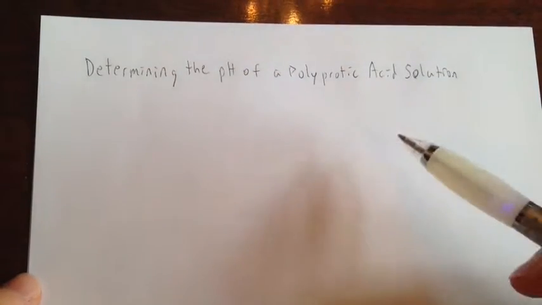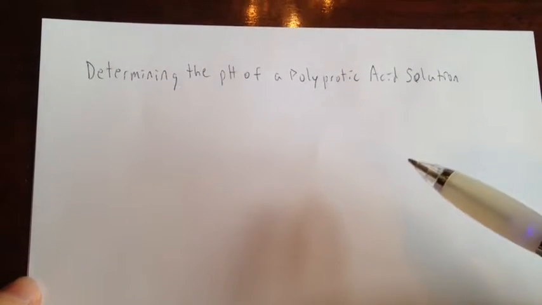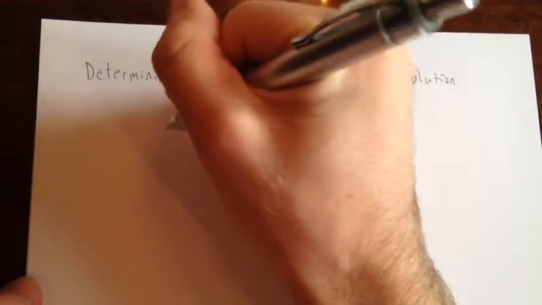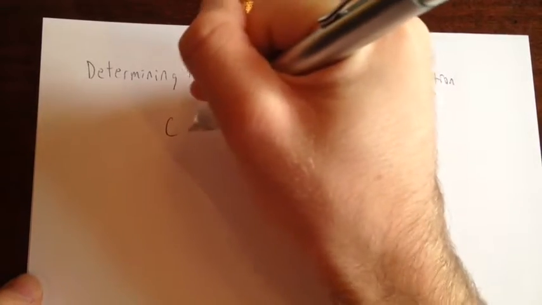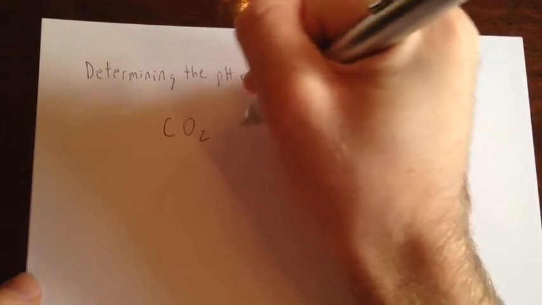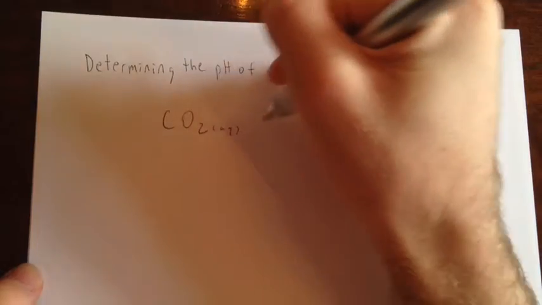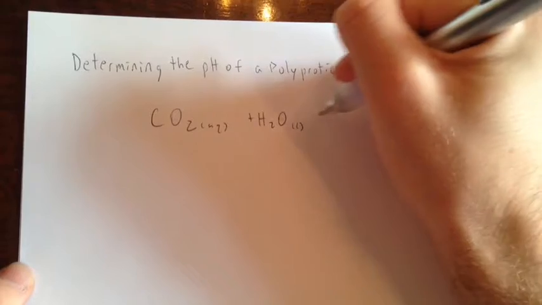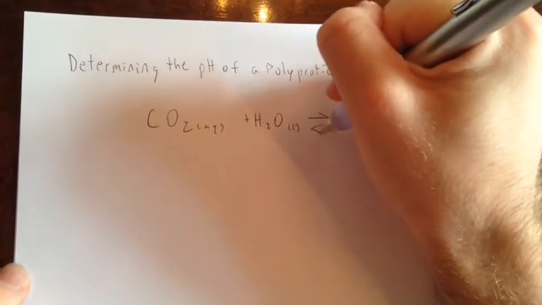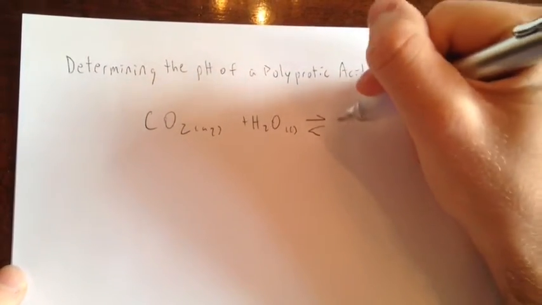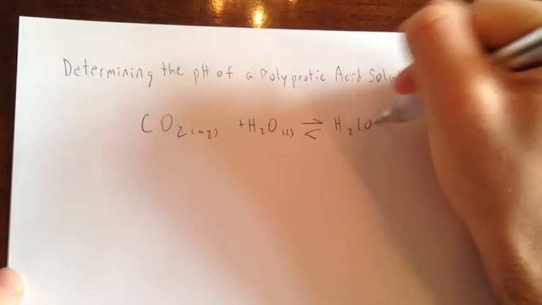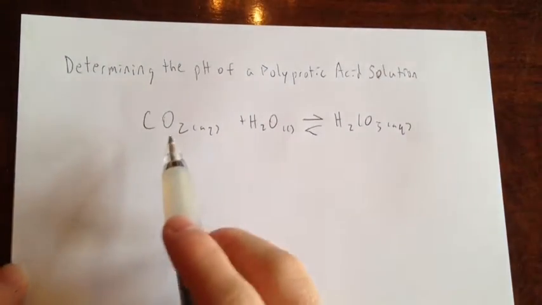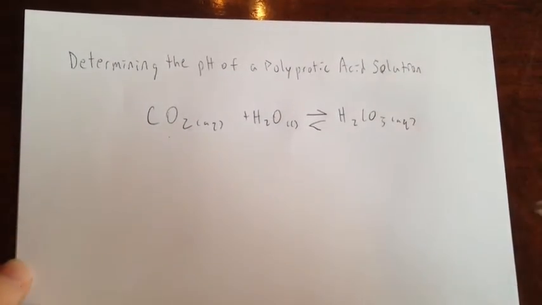For my after the exam project number 3, I will be demonstrating how to determine the pH of a polyprotic acid solution. The polyprotic acid we will be working with is carbonic acid, which can be produced from the combination between carbon dioxide and water. It is assumed that all of the CO2 has dissolved in the form of carbonic acid.